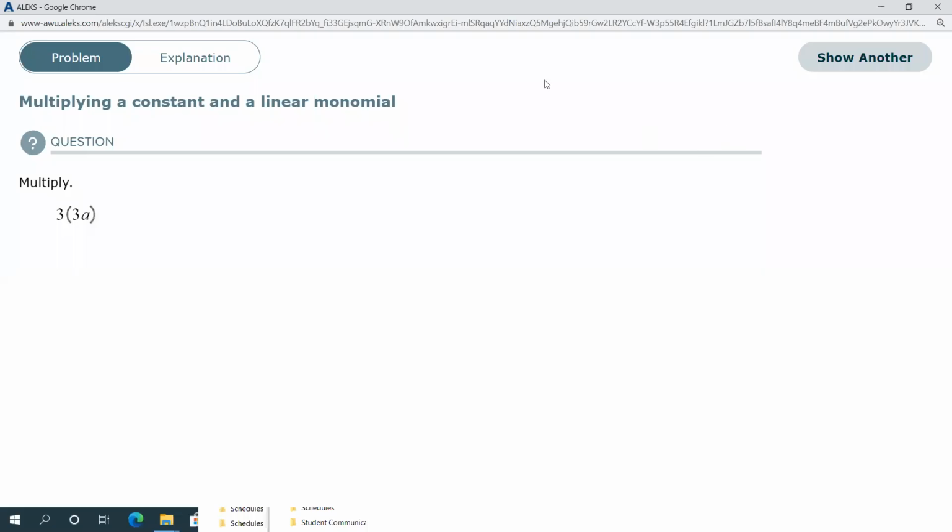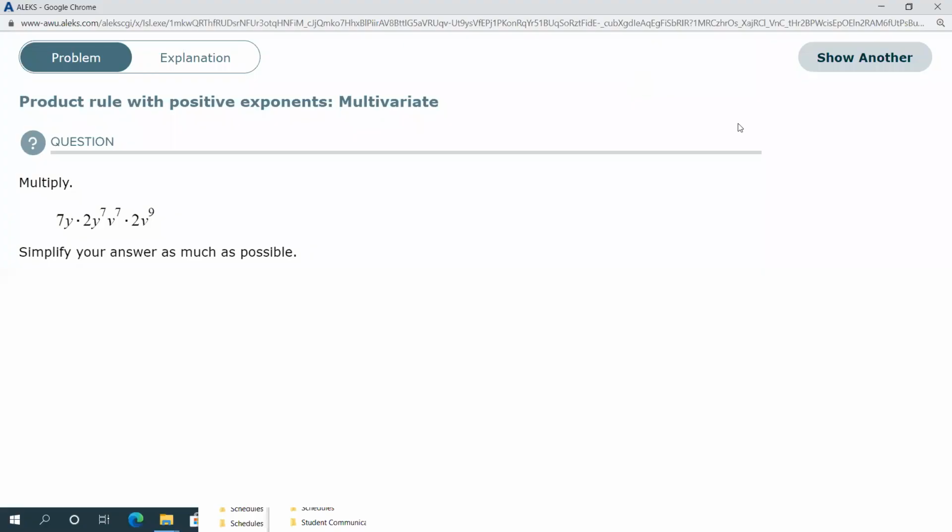So this one would be 9a. And this one would be 12y. Now we'll do the same thing again, except now we've got a couple different variables, and that's cool. So we've got 7 times 2 times 2, and that gives us 28.